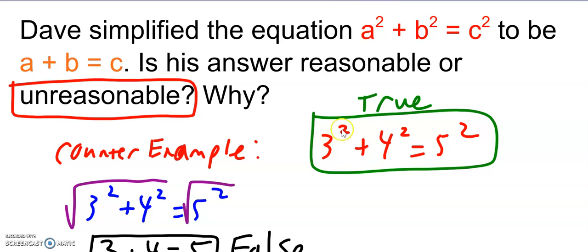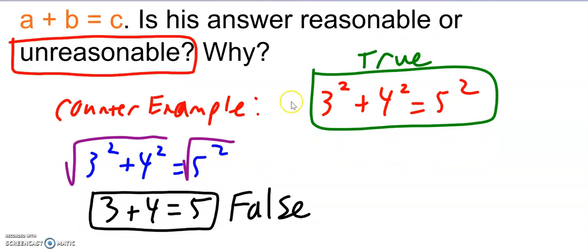So a true statement is that 3 squared plus 4 squared does equal 5 squared. This is absolutely true. We also know of this from a 3, 4, 5 triangle, but this is a true statement. If I take that same statement, 3 squared plus 4 squared equals 5 squared, and I take the square root of both sides, and I treat it as 3 plus 4 equals 5, this is not true, right?